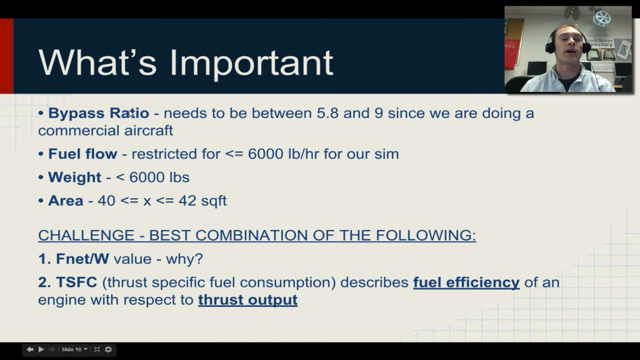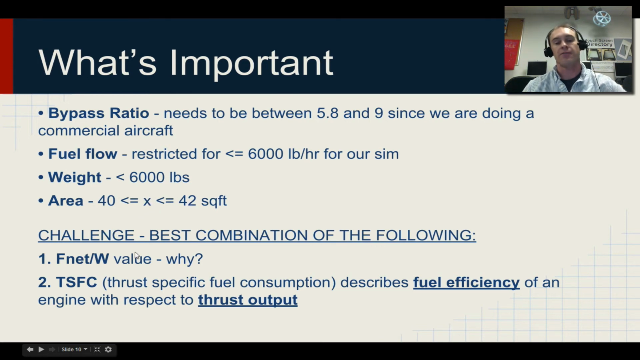So what is important on this? Your bypass ratio, your design specs on the document say it needs to be between 5.8 and 9 since we're doing a commercial aircraft. Those are typical values. Fuel flow, we're going to restrict it to less than or equal to 6,000 pounds per hour of fuel for our sim. The overall weight should be less than 6,000 pounds. The inlet area, we want to be between 40 and 42 square feet. Make sure you change that.